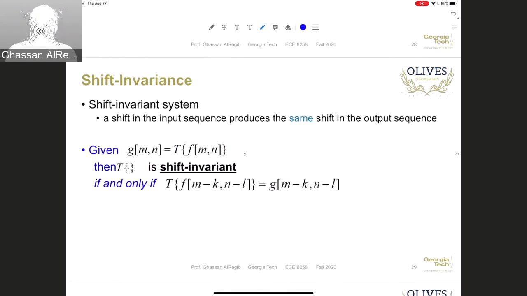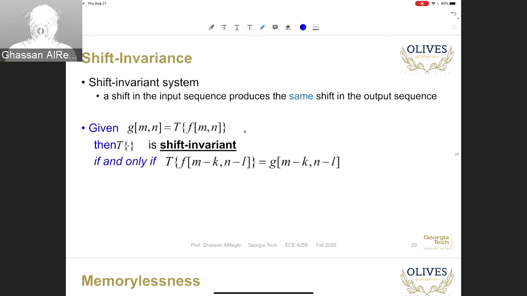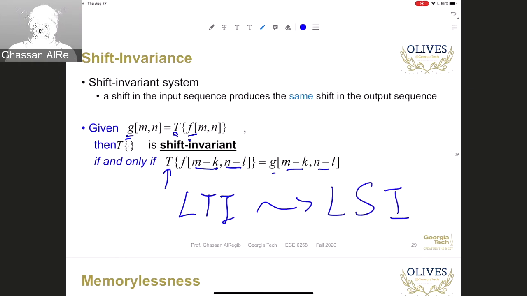Then shift invariant is the same concept as time invariant. In plain English, a shift in the input sequence will produce the same shift in the output sequence. If you have a system with an operator T, and when you operate on an input F the output is G, then if you shift the input F and operate on it with the same operator T, this gives the same answer as shifting G by the same amount K and L. In that case, we have a shift invariant system. Here we call it LSI, because we are working in the spatial domain, in two-dimensional space. What we had before as LTI, we now call LSI, but it is the same concept.